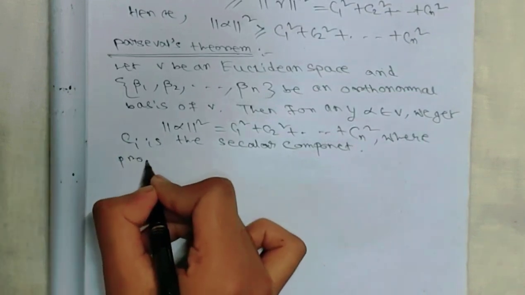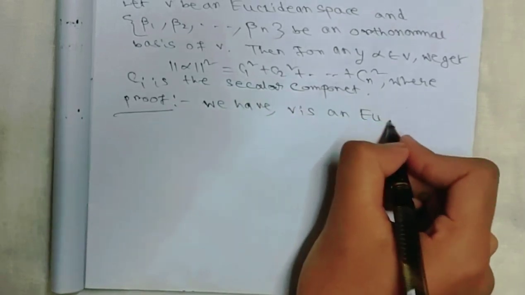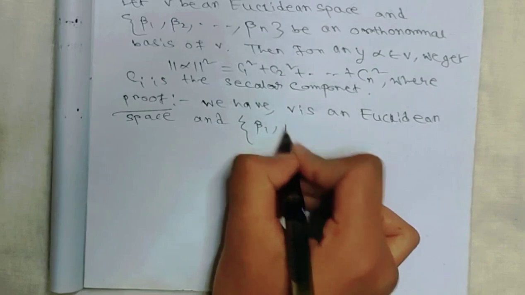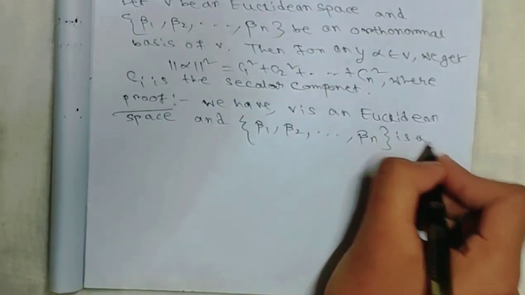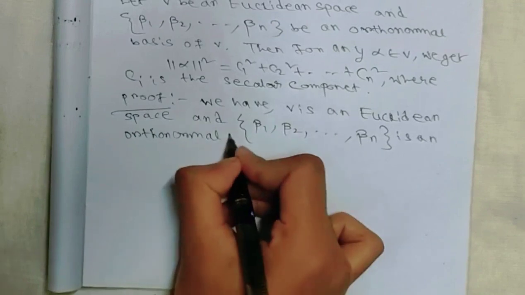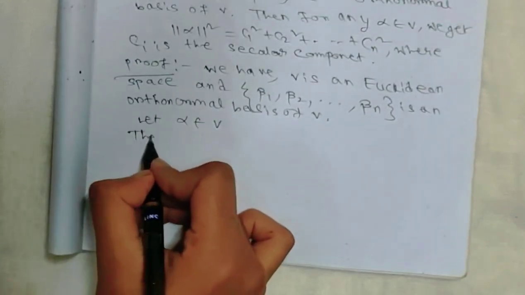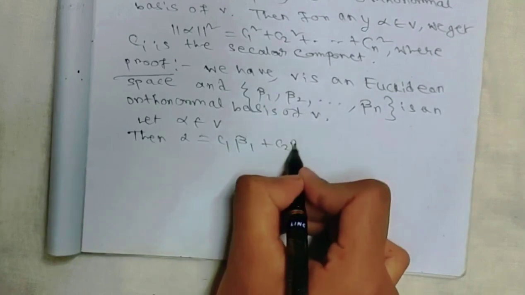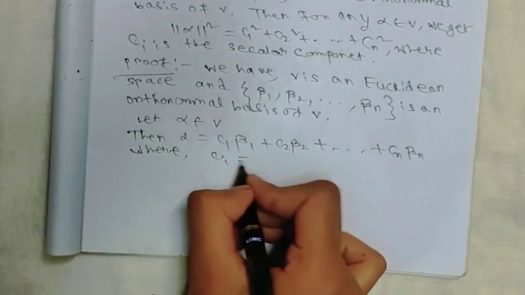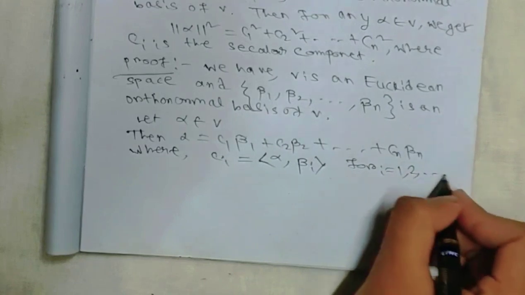Now the proof: we have V is a Euclidean space and β1, β2, …, βn is an orthonormal basis of V. Now let α belong to V, then α equals c1β1 + c2β2 + … + cnβn, where ci equals the inner product of α comma βi for i equals 1 to n.